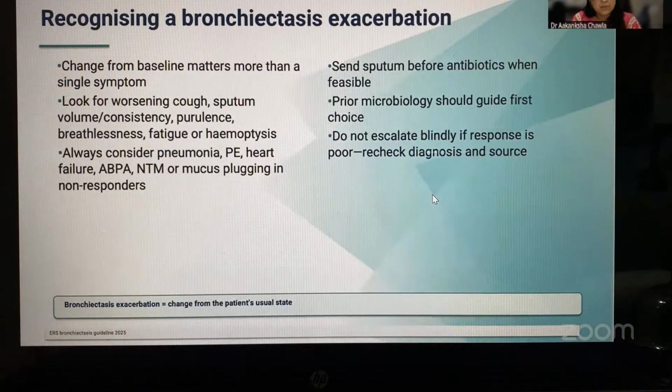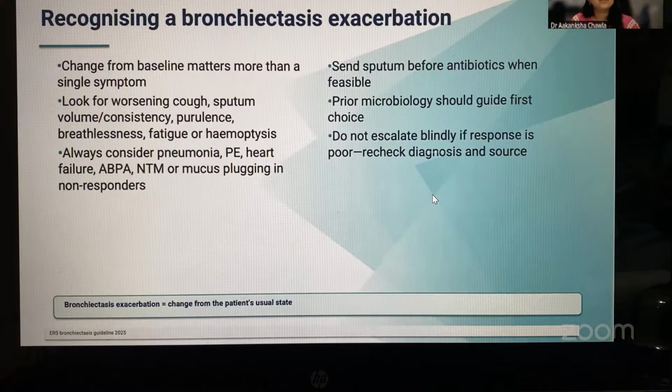So how do you recognize a bronchiectatic exacerbation? Change from the baseline, because these patients would have a little bit of cough or a little bit of phlegm. Change from their baseline matters a lot. So you must look for any worsening of the cough, the sputum volume, consistency, any increased breathlessness. Sometimes patients even present with hemoptysis. And as we've just talked, always consider the possibility of the mimics, pulmonary embolism, heart failure.